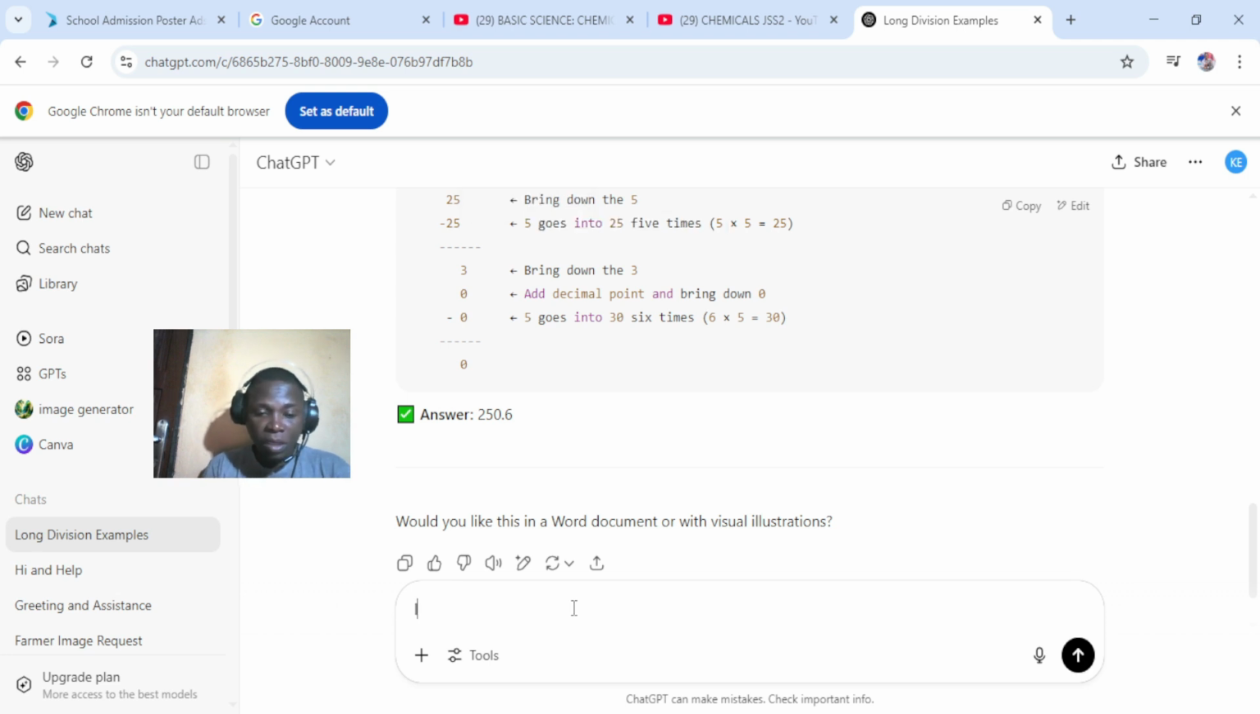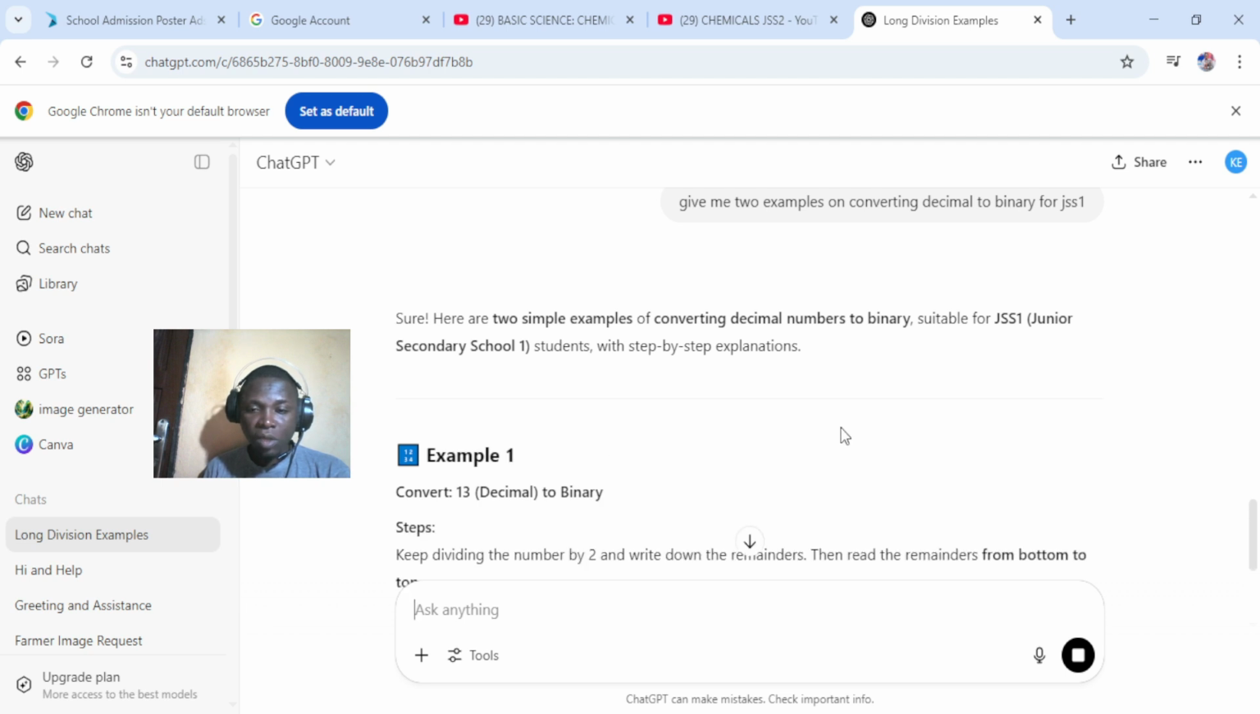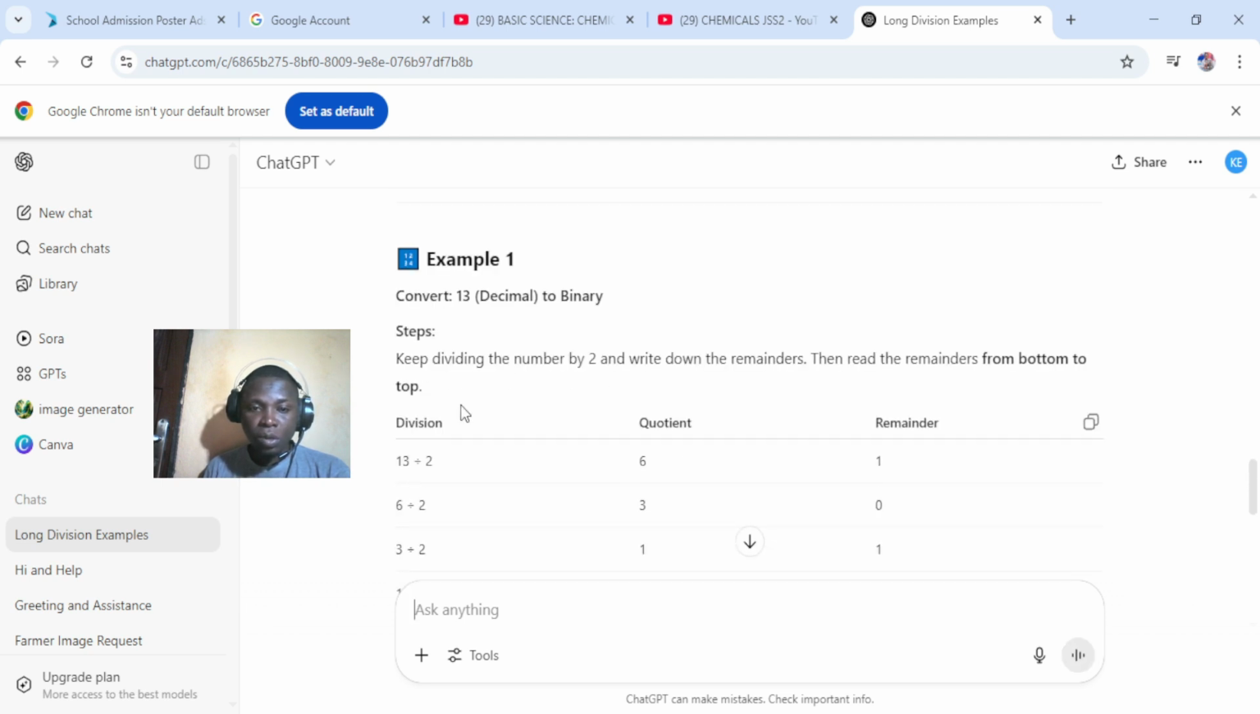Okay, so let me ask it again. Give me two examples on converting decimal to binary for JSS 1. Okay, so that's another prompt which I've given it. So it's quickly responded. So have you seen it?